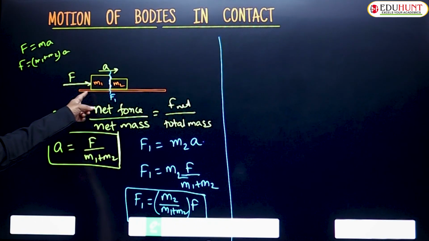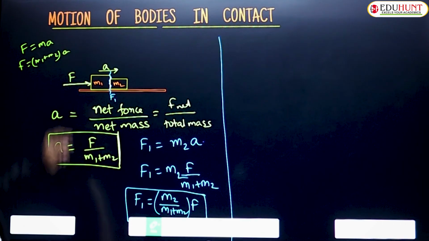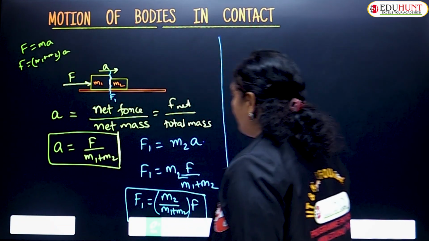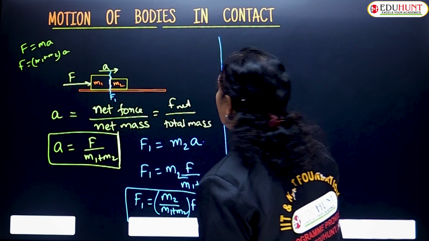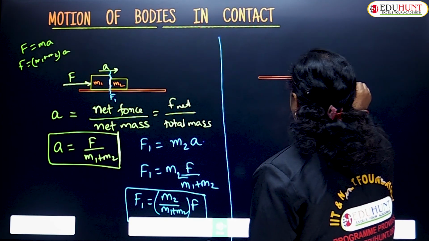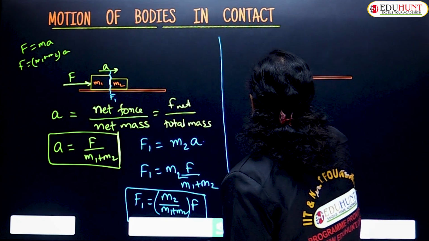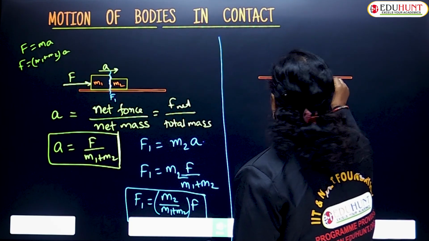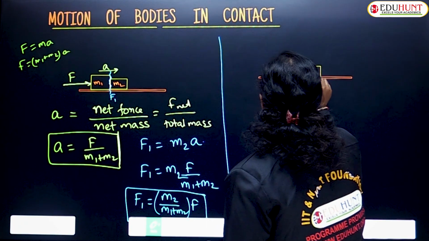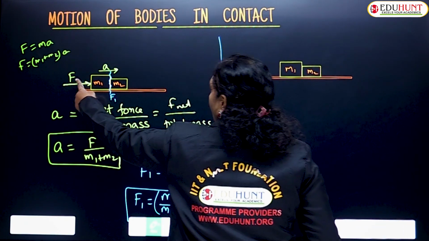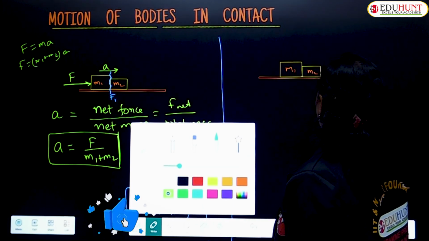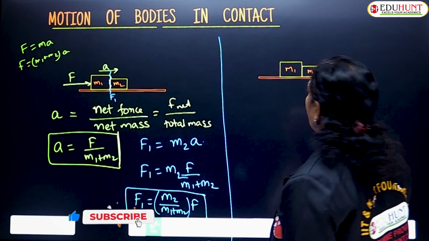Okay, same case, let us consider another example. In the first example, we applied some force on mass M1. Now, let us suppose that a force F is applied on mass M2 and try to understand what will happen. Again, let us consider a smooth horizontal surface on which two blocks of masses M1 and M2 are kept. Let the mass of this body be M1 and here the mass be M2. Earlier we applied a force F on M1. Now let us apply a force F on M2 and see what may happen.